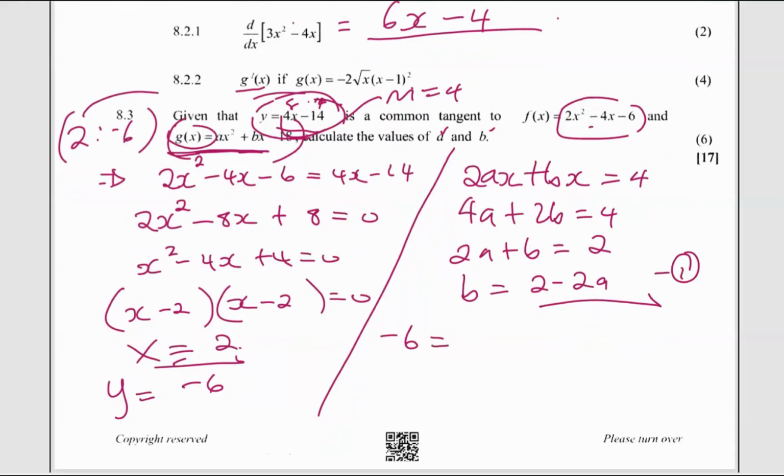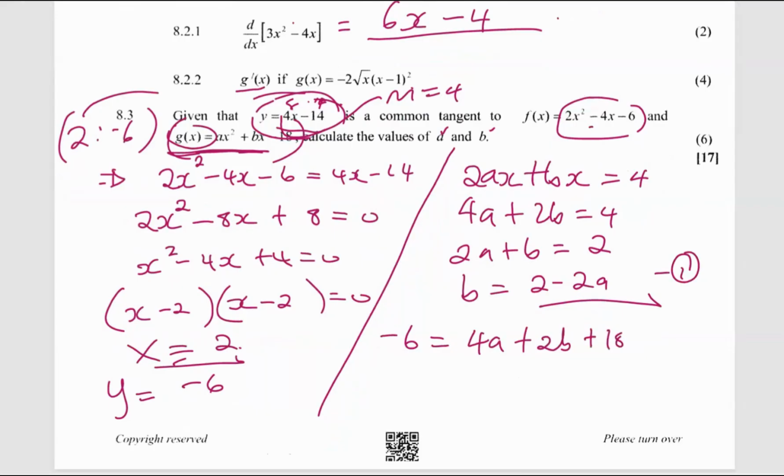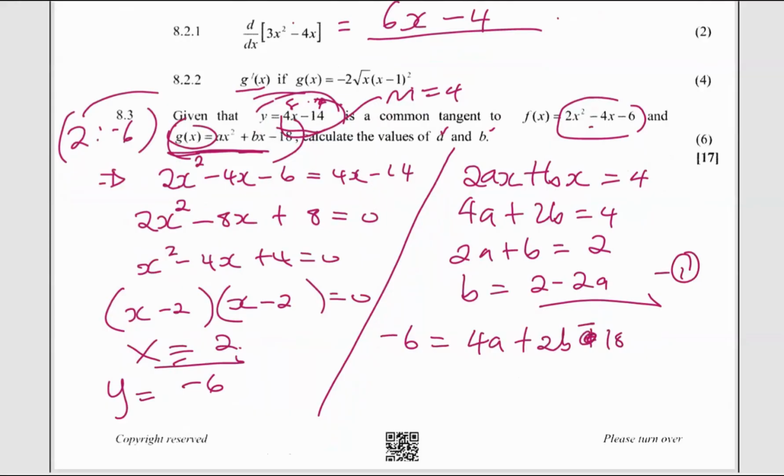So negative 6 is equivalent to 2 squared, which is 4a, plus 2 times b, which is 2b, and then plus 18. Is this a plus 18 or a minus? It's a minus 18. Okay, let's move this to that side. We're going to have a 14. So 4a plus 2b is the 14. Dividing through by 2, 2a plus b gives us, is it a 7?